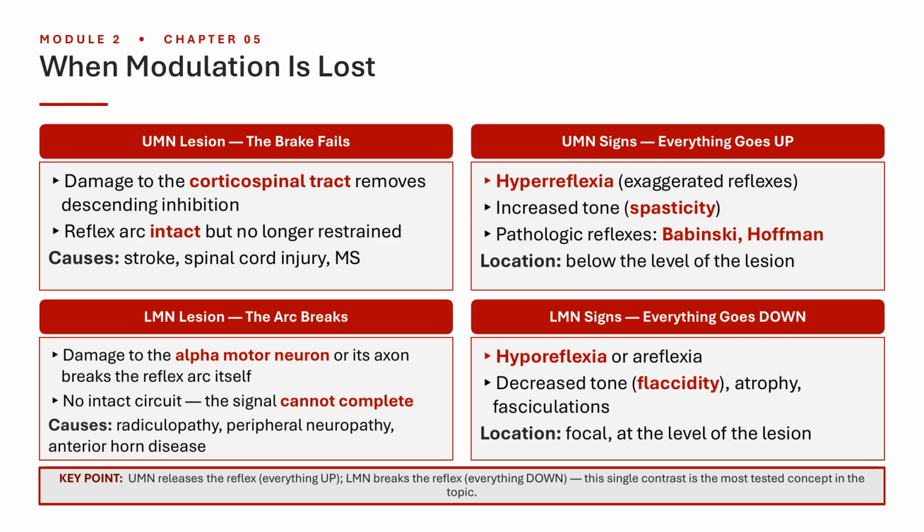Lower motor neuron lesion: the arc breaks. Here the damage is to the alpha motor neuron or its axon. The reflex circuit itself is disrupted. The arc cannot complete. No response is possible. The LMN signs: hyporeflexia or areflexia, decreased tone, flaccidity, atrophy, fasciculations. These findings occur at the level of the lesion, focal, segmental, corresponding to the specific root or nerve damaged. Common causes: radiculopathy, peripheral neuropathy, anterior horn cell disease.